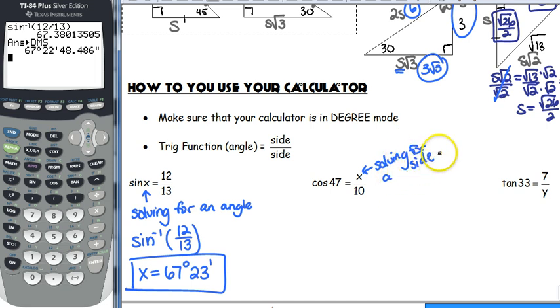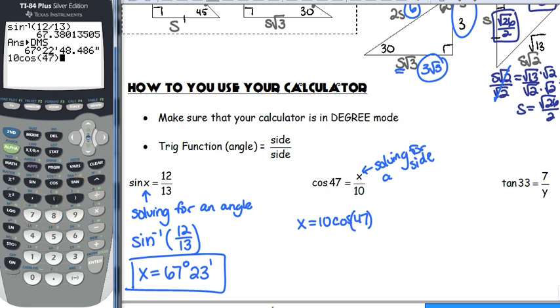And when we're solving for a side, we just use our normal trig functions. If x is on top, we multiply. So x is equal to 10 times the cosine of 47. What you want to be careful about here is that you're only taking the cosine of 47 degrees. So always put that 10 first, or whatever you're multiplying by. 10 times the cosine of 47.